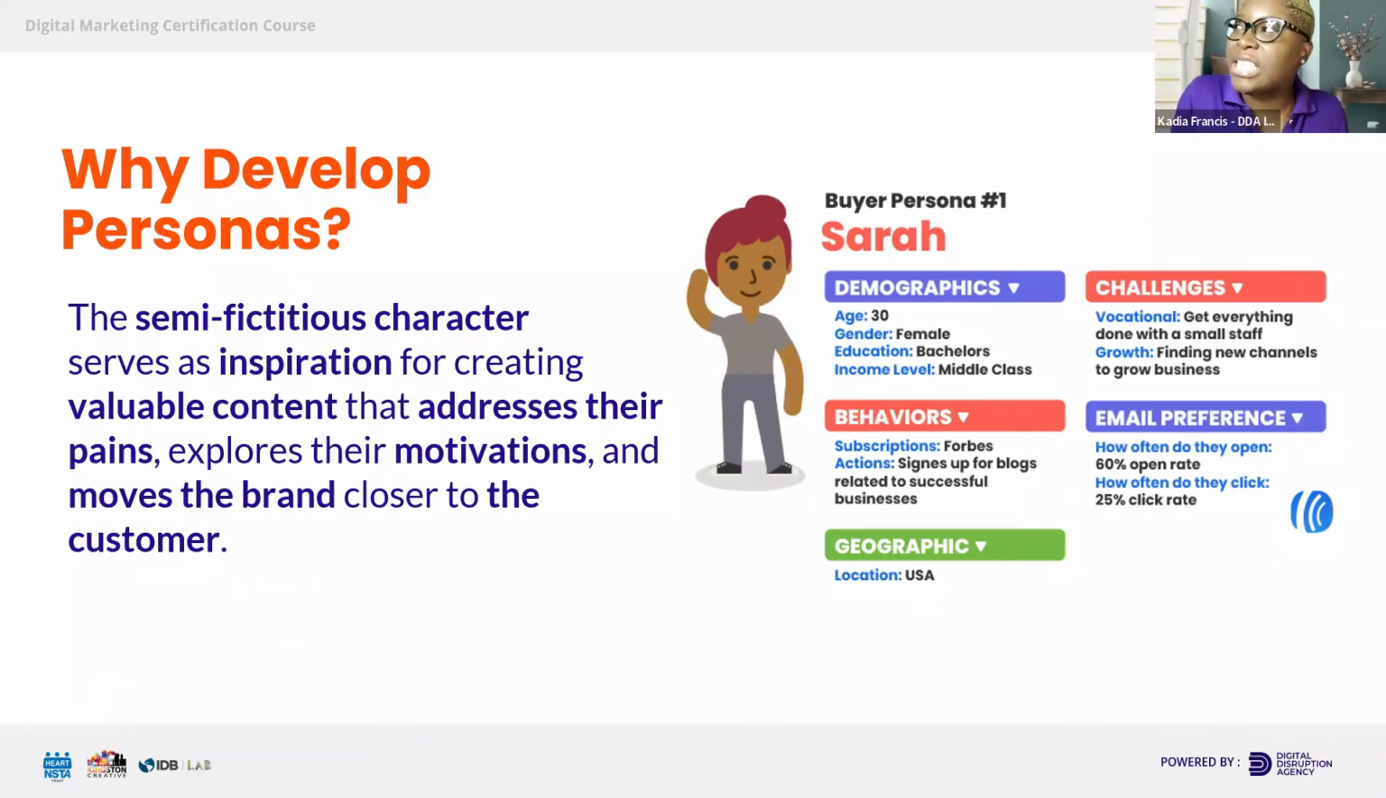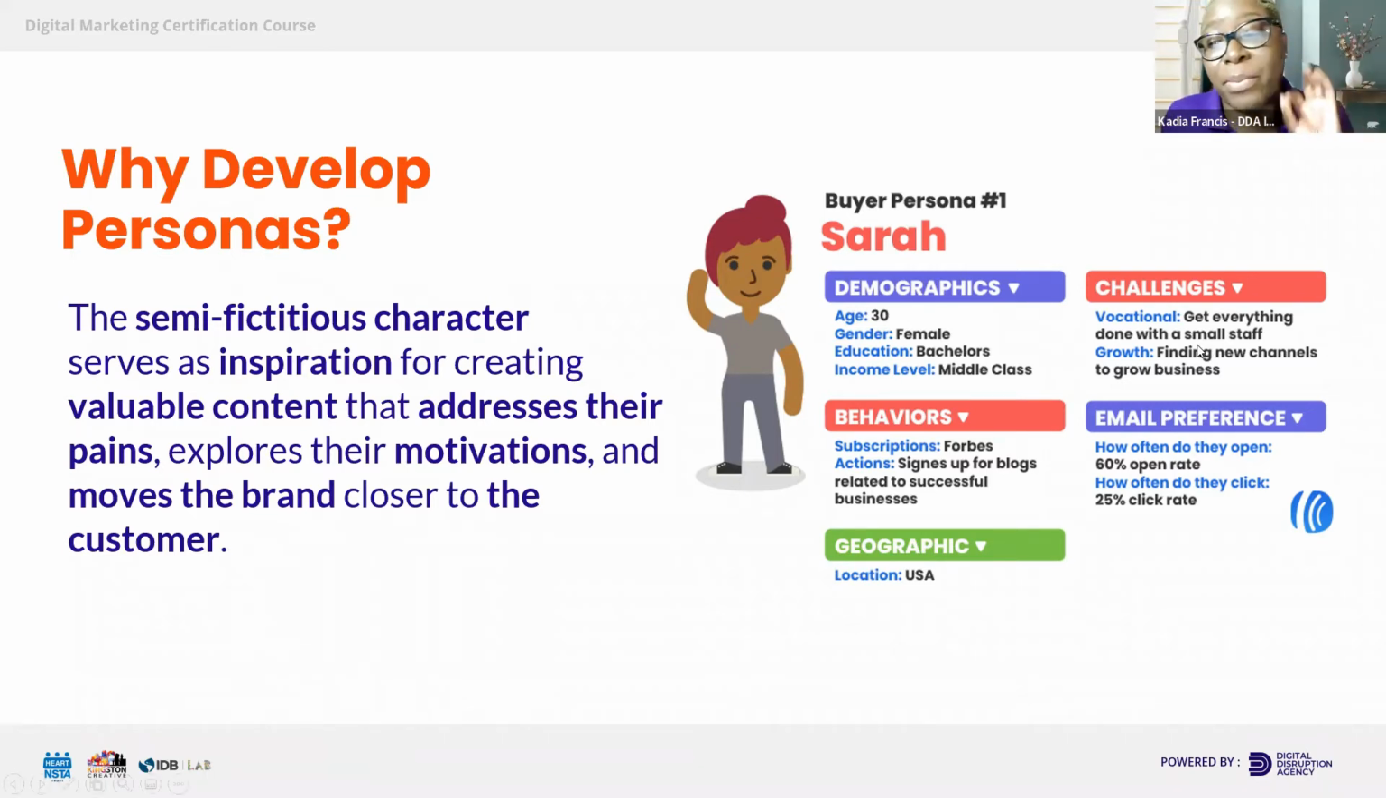So let's say she makes $2.53 million a year, right? She has a subscription to Forbes, which suggests some amount of disposable income, because a subscription to Forbes magazine, depending, can run you. Let's not use Forbes. Let's say she has a subscription to The Economist or The Times. You're looking at $30 a month, right? She signs up for blogs related to successful businesses. So clearly she has some ambitions to either start a business or rise up in the ranks, in the executive ranks, right? She's located in the US.